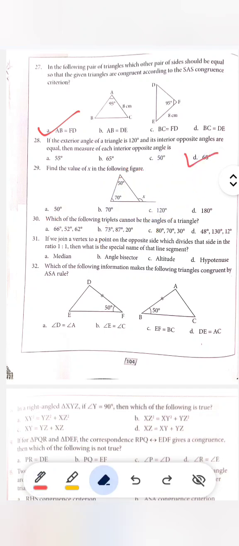Now come to the next part, question number 29. What is the value of x? By the exterior angle property, the sum of the two opposite interior angles, 50 plus 70 degrees, is equal to 120 degrees.